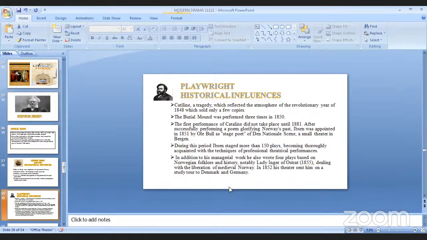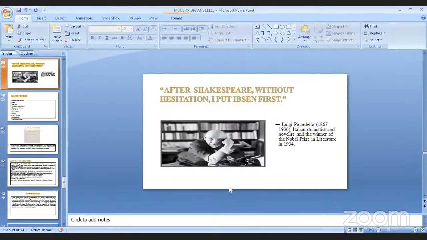During this period, Ibsen staged more than 150 plays, becoming thoroughly acquainted with the techniques of professional theatrical performances. In addition to his managerial work, he also wrote 4 plays based on Norwegian folklore and history, notably Lady Inger of Ostrat, dealing with the liberation of medieval Norway. In 1852, his theatre sent him on a study tour to Denmark and Germany.